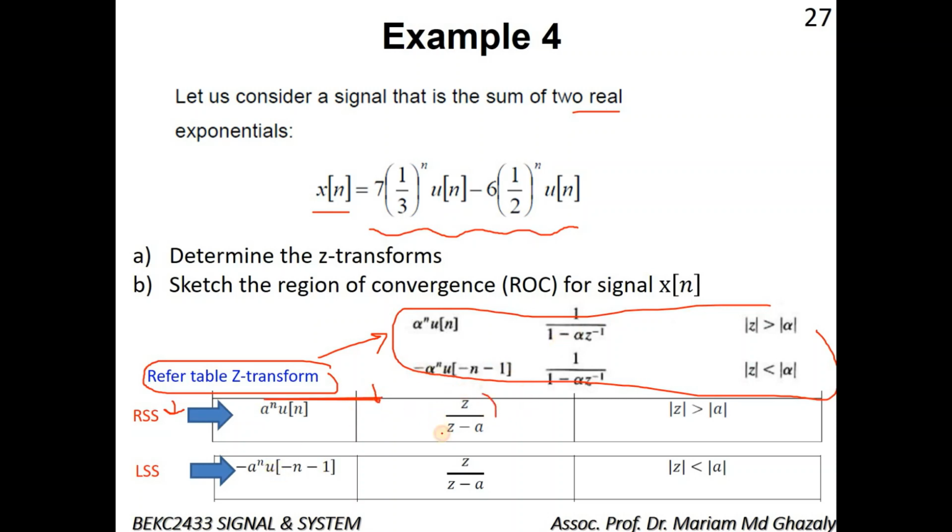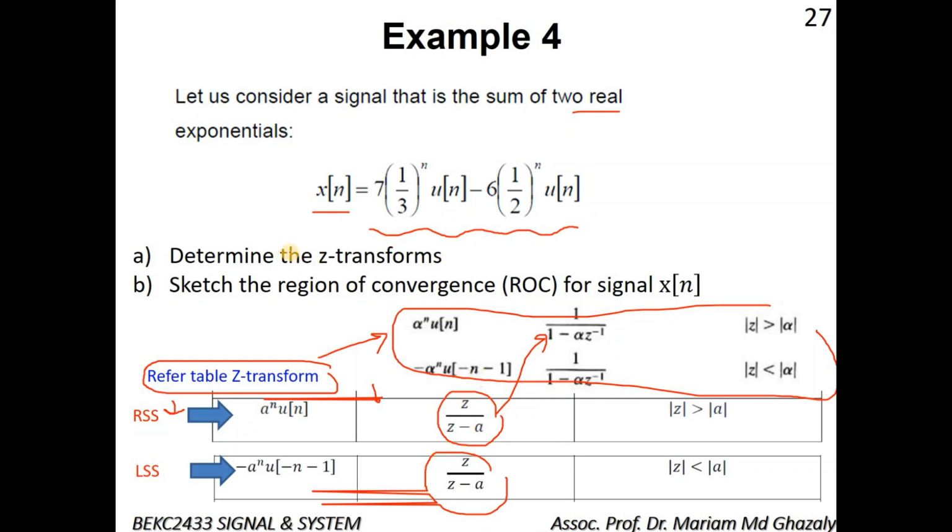Just that if you see here, how the Z transform equation is written out is different. The first one is Z over Z minus a. To get this one, you just divide by Z over Z, so you get 1 over 1 minus alpha Z to the power of minus 1. So it's actually the same equation, right?